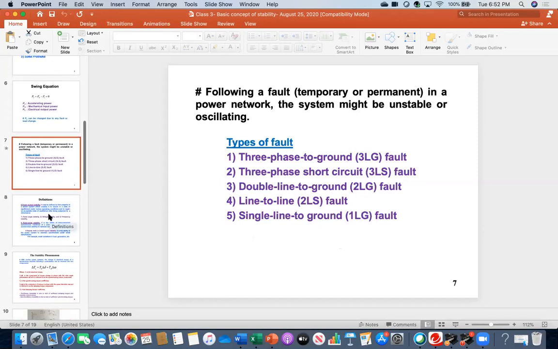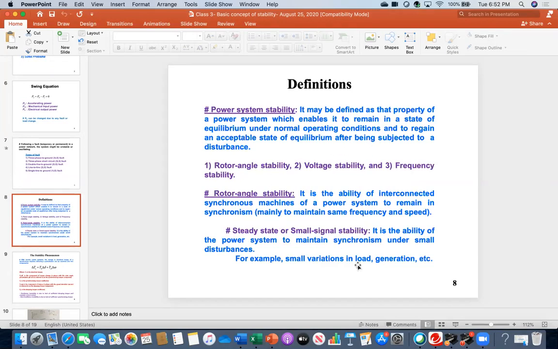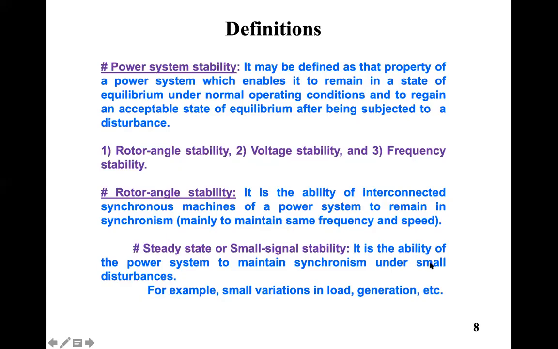Okay, now see the definition here. What is power system stability? Everybody see, I have written it may be defined. See the full screen. It may be defined as that property of a power system which enables it to remain in a state of equilibrium under normal operating condition and to regain an acceptable state of equilibrium after being subjected to a disturbance. So this is the definition of power system stability.